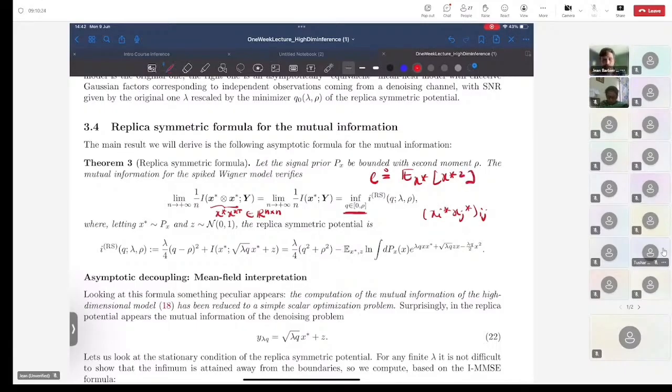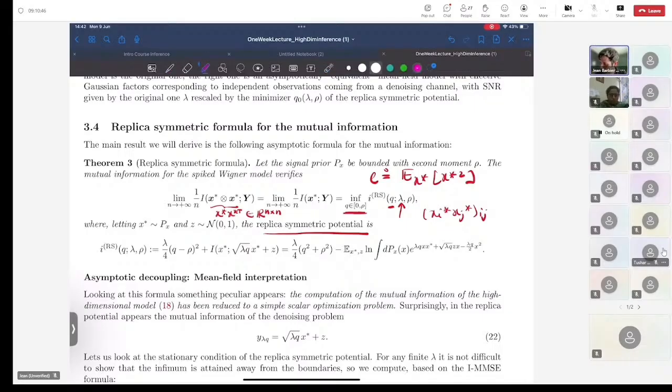Okay. The infimum of a certain function that depends on this parameter to optimize over and on the signal to noise ratio in the problem. And this function is called the replica symmetric potential. Again, this is just a name. It's a certain function which has the following nice form.